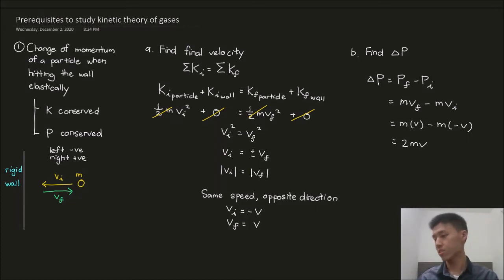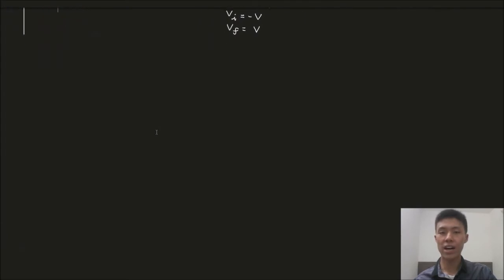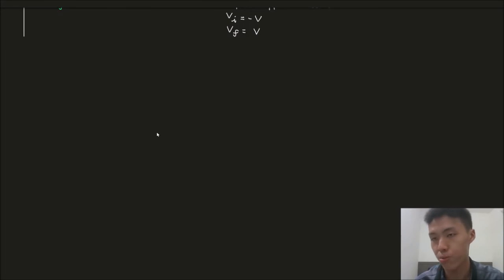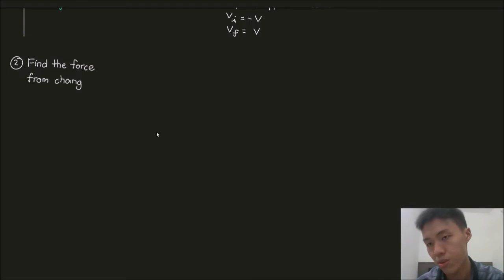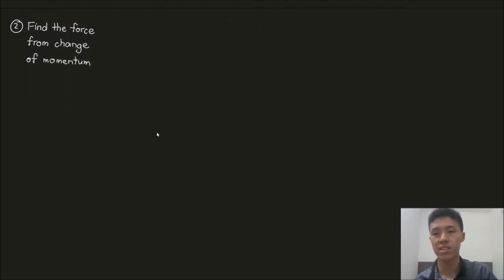Okay, so that's the first concept. Moving on to the second concept. For the second concept, we will learn how to find the force due to this change of momentum. The second thing to learn is to find the force from change of momentum. This will be related to the chapter of momentum and impulse. We will basically use the impulse momentum theorem to derive this.